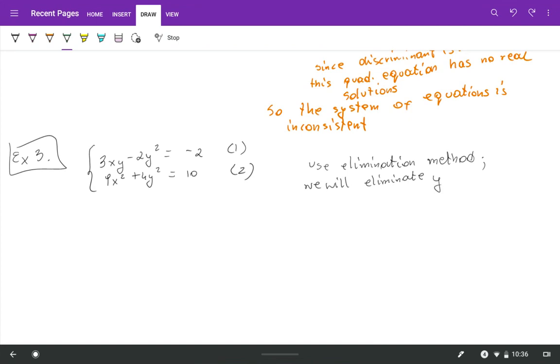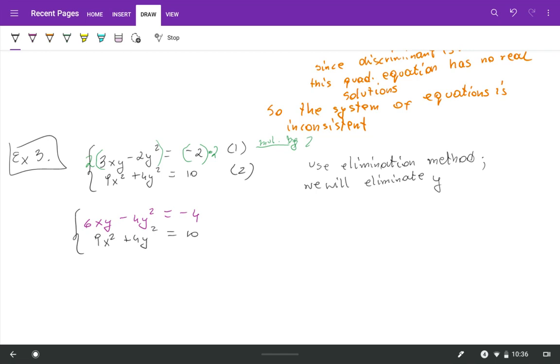Okay, so here the plan is multiply equation 1 by 2. So the left side you will multiply by 2, and the right side you will multiply by 2. So let's rewrite the system. Equation 1 will become 6xy minus 4y squared equal -4. And then the second equation is 9x squared plus 4y squared equal 10.